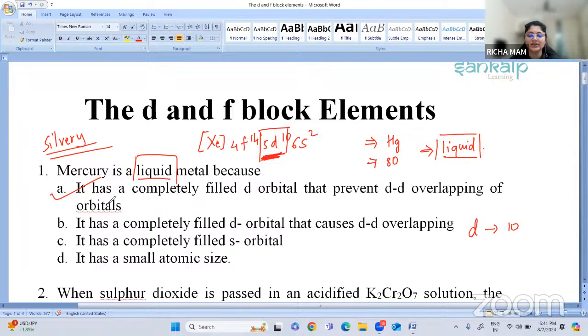Okay, so Janvi has a question. Mercury is liquid at room temperature. Then if we freeze it in the refrigerator, will its state change?